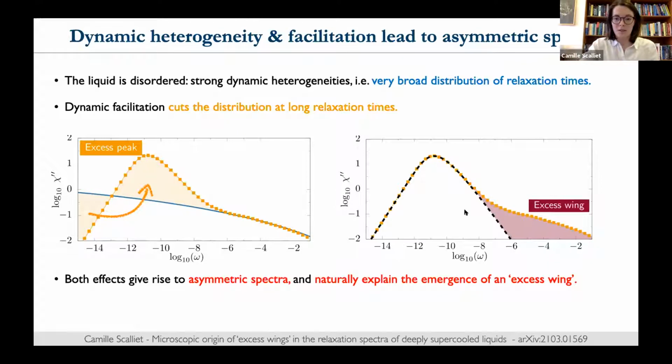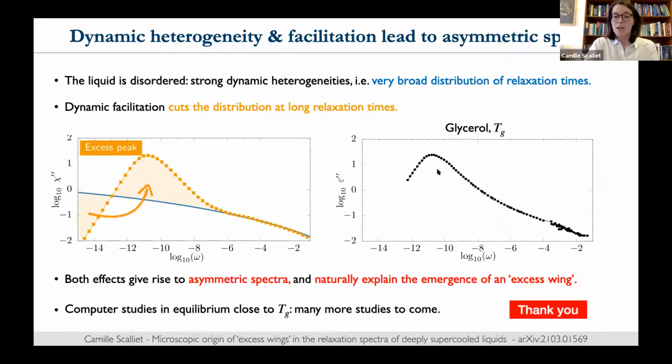So thanks to these numerical observations, I was able to actually devise a very simple model which gives rise to this spectra. And it actually corresponds qualitatively very well with glycerol or many other molecular liquids. And this is really nice because we now understand what may be going on at these short time scales. And we understand that this is really the important part of the relaxation, and we should understand it better.